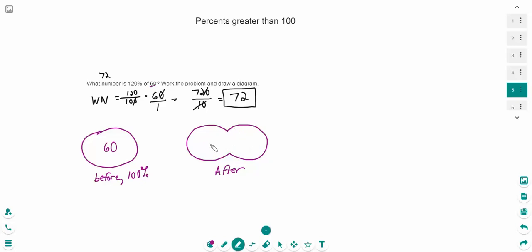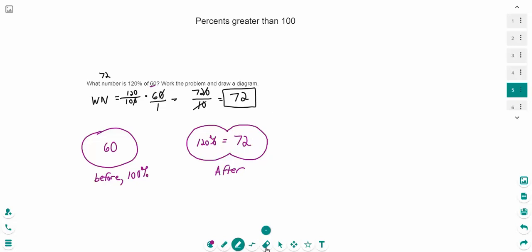All this would indicate is that we're growing this 60. We started with kind of a 60 size bubble, but then we added on to it. Okay, so this would indicate growth. So what was the growth? Well, before we divided this up into two sections, here we only have one section. We have the 120% because that includes all of this 60 plus an additional 20%. So 120% is equal to our 72. Okay, so hopefully that kind of makes sense.